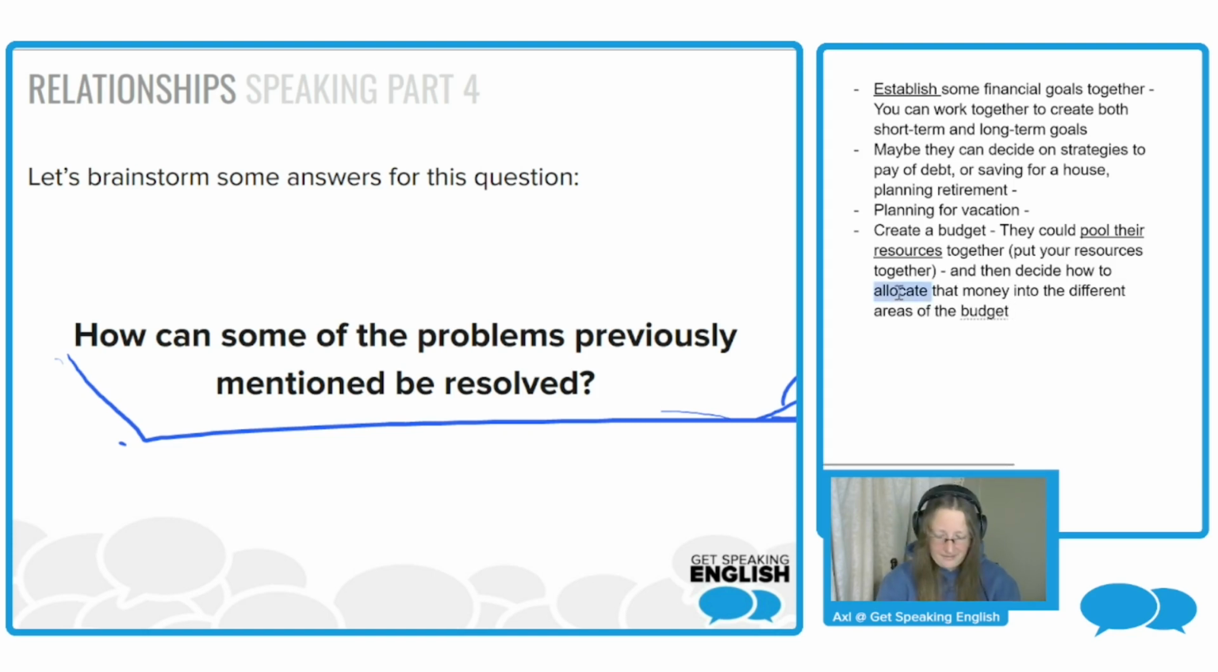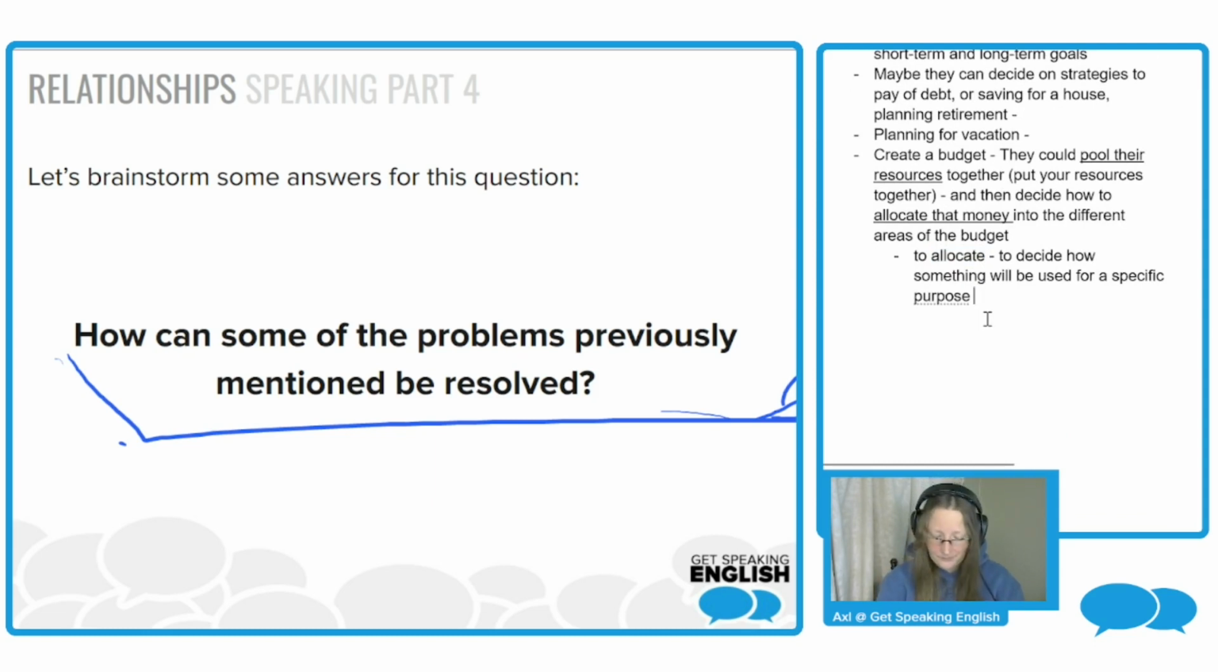And what does it mean to allocate money? We'll talk about allocating money, or allocate spending, basically means to decide or determine how something will be used for a specific purpose. So if you allocate something, especially money, means to decide how to use something. So we're not just spending on anything or everything, but we have specific goals in mind, so we're going to put specific pools of money towards that. Yeah, so that's what it means to allocate money or resources.